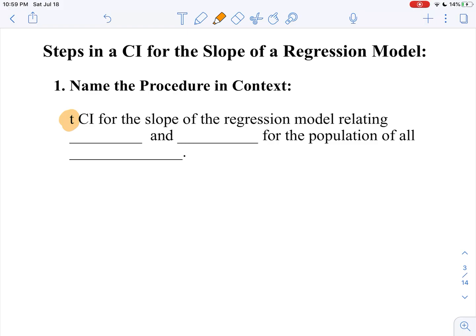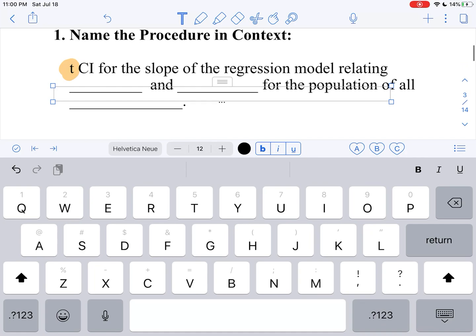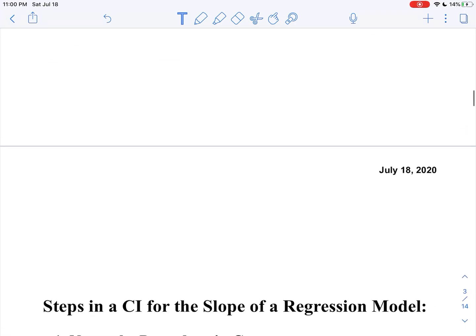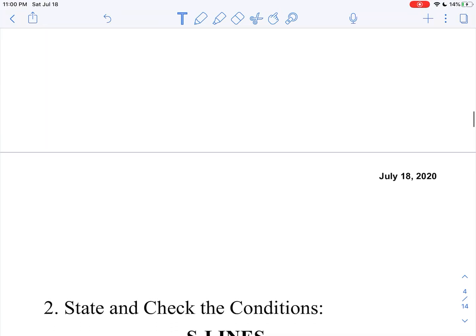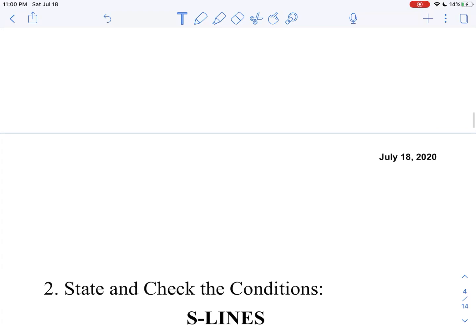Okay. Then step 2 is where this gets really tough, because step 2 is state and check our conditions, right? And there are a lot. When we are stating and checking our conditions, we're going to use SLINE. It's going to be a lot longer than SRS, and definitely a lot longer than SIE for our chi-square tests. Chi-square tests are really nice and easy, and then it gets really, really tough right here at the end in this last unit, but it's not bad.